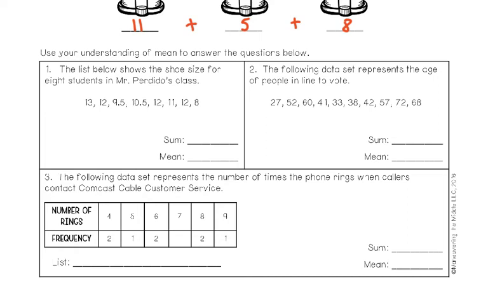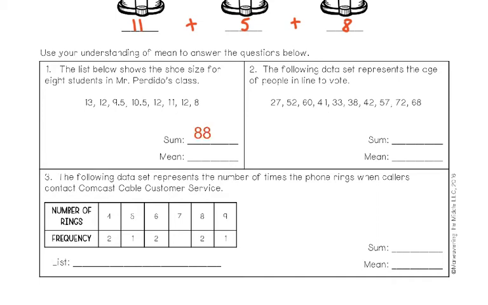So let's look at some practice problems. The first one says this list below shows the shoe size for 8 students in Mr. Perdito's class. They are not in order, but you don't need them to be in order to find the mean. All you have to do is add all these numbers and then divide by the number of data points, in this case 8. So take a second and start by adding up all these numbers. Press play when you're ready to check.